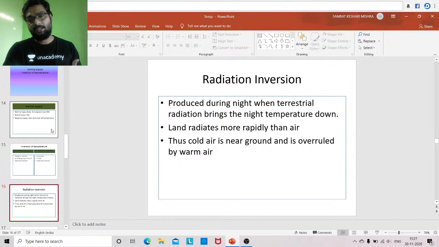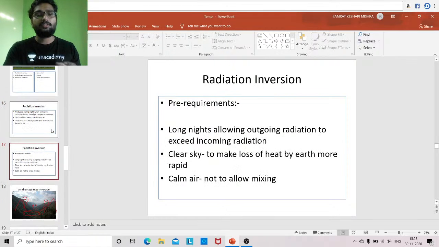There are some basic prerequisites for radiational inversion. The first requirement is a long winter night, which creates a conducive environment for radiational inversion. A long night will allow the outgoing radiation to exceed the incoming solar radiation. Definitely at daytime the incoming solar radiation is more. Earth receives incoming solar radiation in the form of short waves, and the sun is the only, single source for the earth to get heat.